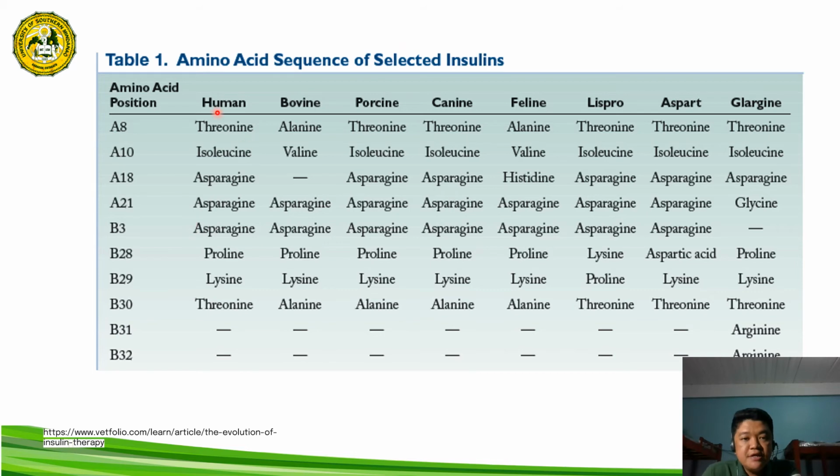So these three here, the human, porcine, and canine insulin are almost the same, but they only differ at the B30 amino acid. For those of the cattle insulin or bovine insulin is almost the same to that of the feline insulin, but it only differs in this particular amino acid.